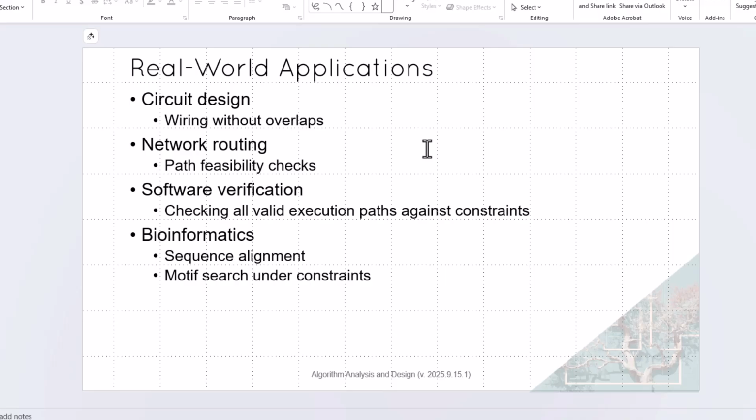Software verification, so checking all valid execution paths against the constraints, and bioinformatics, where we apply computer science to biological or biochemical problems. So sequence alignment and motif search under constraints. Bioinformatics is a very, very important area in healthcare. It becomes more and more important. We would say that things like drug discovery are heavily related to it, so we can find new pharmaceuticals to fight new illnesses and things like that.